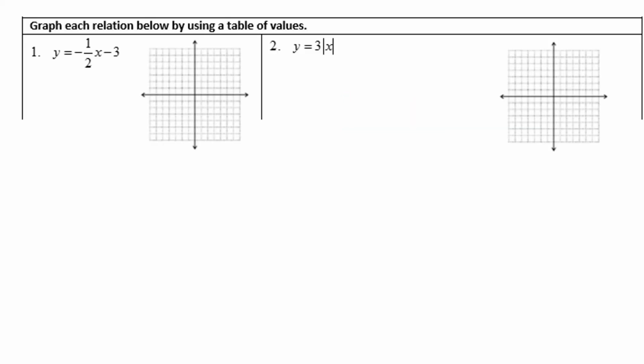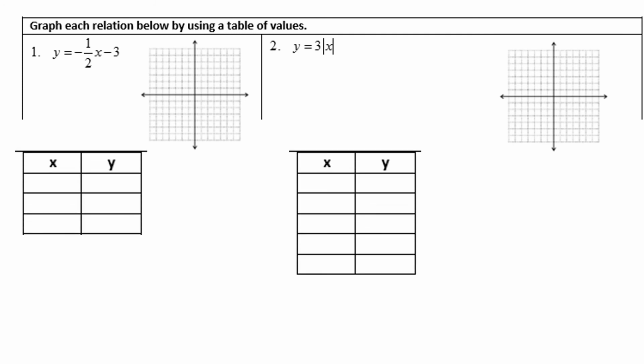Graph each relation below by using a table of values. Let's go. We have our tables ready to go. We're going to put in some values. I just picked 0, 2, and -2. So everywhere I see an x, I'm going to plug in a 0. There we go. We open up our parentheses and put in a 0. We get out -3.